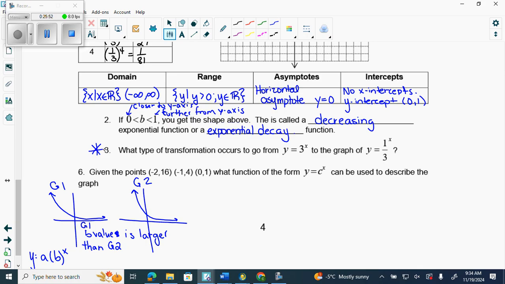All right. What type of transformation, which we're going to talk about in a few seconds here, can get us to go from y equals 3 to the x to y equals 1/3 to the x? If you're stuck, could you type them in? Look at them? Sure, do that. Do you have the answer? Okay, type them in and look at them.